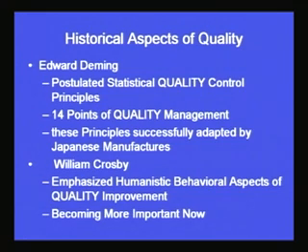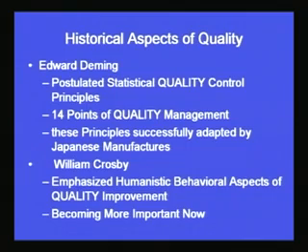So, we have been discussing the historical aspects of quality, and we would now see what Edward Deming has done. He postulated statistical quality control principles, which we have already seen, which are very important in managing the quality of the process. Similarly, he postulated 14 points of quality management, which have been successfully used by the Japanese manufacturers. By using these quality principles, the Japanese manufacturers have got a huge amount of profit.